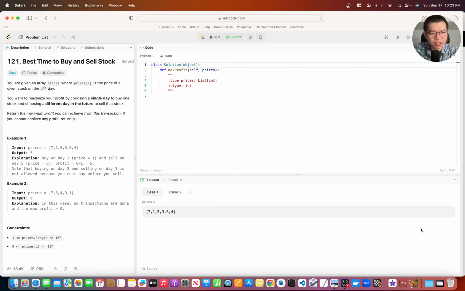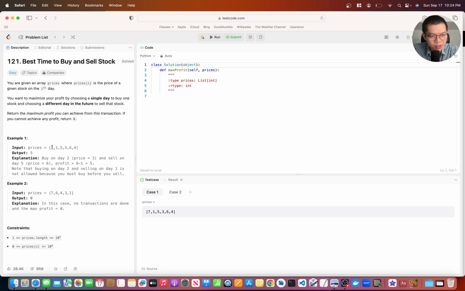I'm here to do LeetCode problem number 121, best time to buy and sell stock. You're given an array prices where prices[i] is the price of a given stock on the ith day. You want to maximize your profit by choosing a single day to buy one stock and choosing a different day in the future to sell that stock. Return the maximum profit you can achieve from this transaction. If you cannot achieve any profit, return zero.